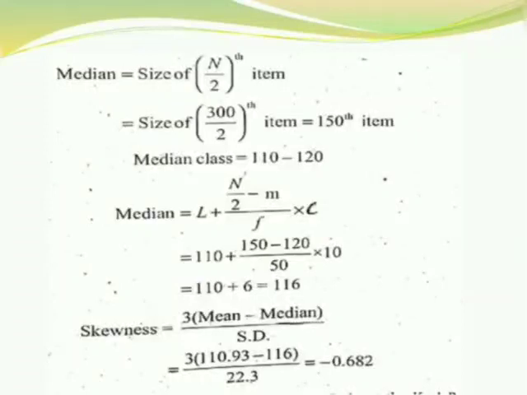Now we have to substitute all the values, mean, median and standard deviation, into our skewness formula, which is skewness is equal to 3 of mean minus median divided by standard deviation, which is equal to 3 of 110.93 minus the median 116, divided by the standard deviation 22.3. If you solve this, you will get minus 0.682, which is your skewness value.